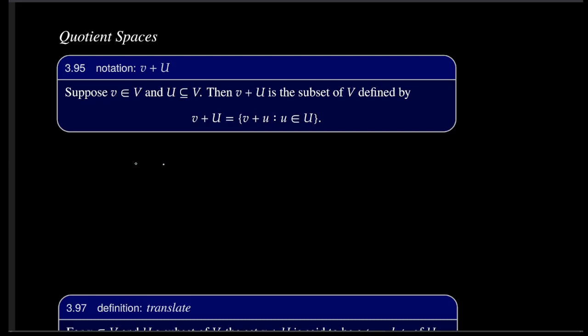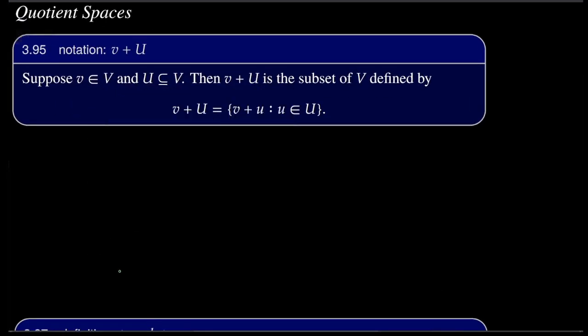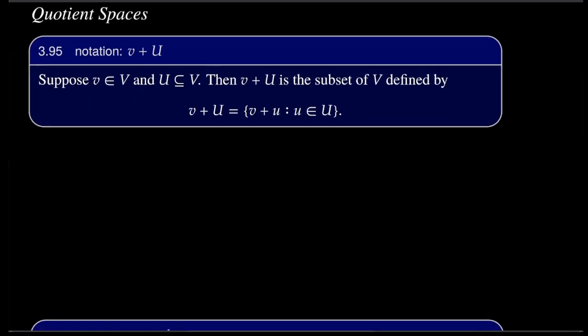Up next, we're talking about how to break down a vector space. I think it's a lot easier if you see this with some visualization. So first off, quotient spaces. The first thing we're going to need is the notion of a translate. For a vector v in V, and U a subset of V, we're going to write v plus U to be the subset of V defined as v plus u for any u in U. Here's the idea of it.